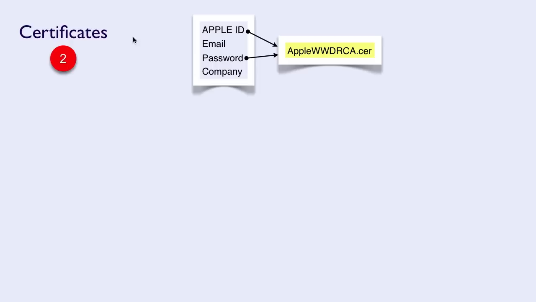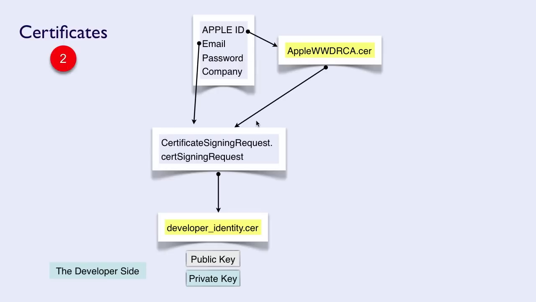The second step is to get the certificates. To get the intermediary certificate, you will have to use your Apple ID and your password. Having the intermediary certificate, you will use it together with your email to get certificate signing request, from which you will generate the developer certificate. This certificate will have a public key and a private key. It is the private key that is important here, since it is the private key that identifies you as a developer. So you should make a copy of it and keep it somewhere safe.